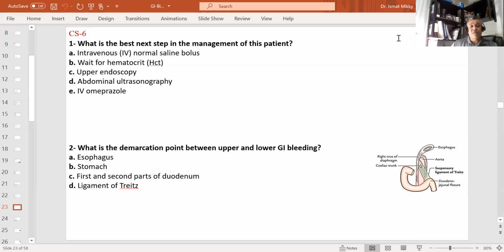Number two, what is the demarcation point between upper and lower GI bleeding? From the pathophysiology, it is called the ligament of Treitz. Upper GI bleeding is defined as any bleeding that occurs proximal to the ligament of Treitz, which delineates the crossover point between the duodenum and the jejunum. So that's a pure pathophysiology question: the demarcation between upper and lower GI is the ligament of Treitz.